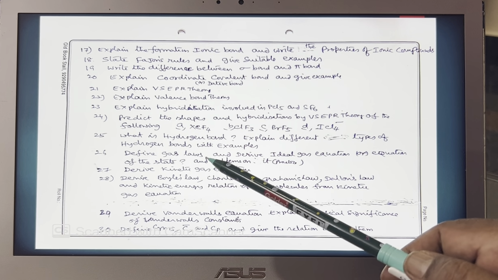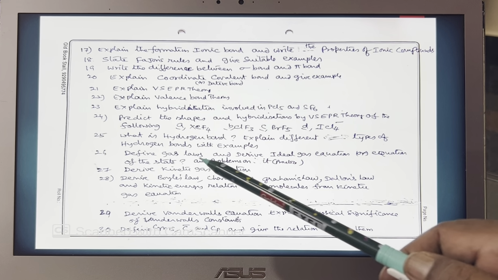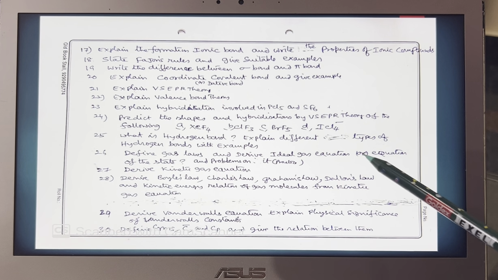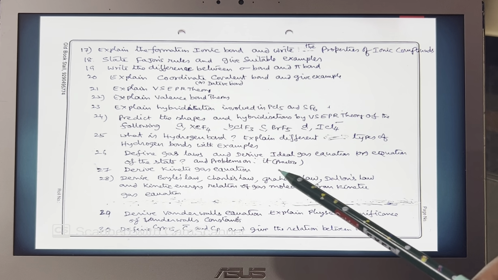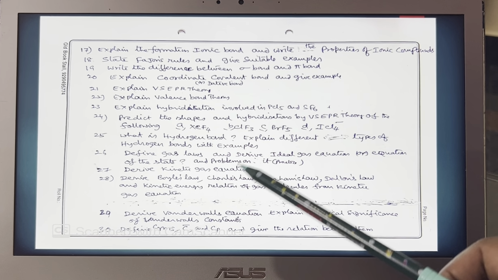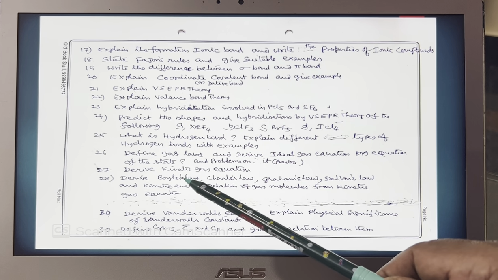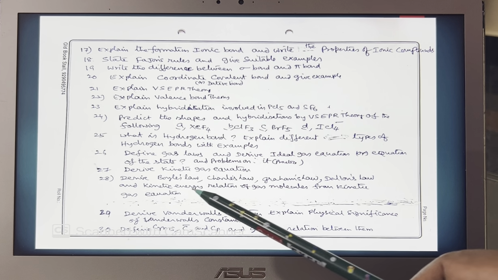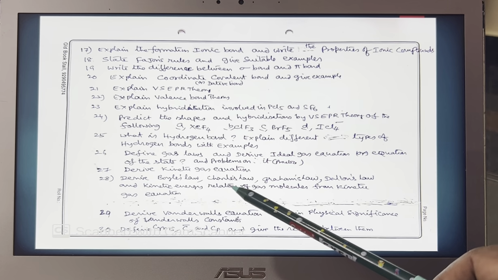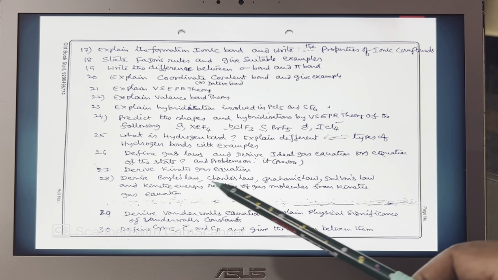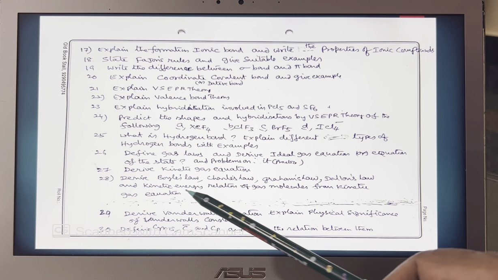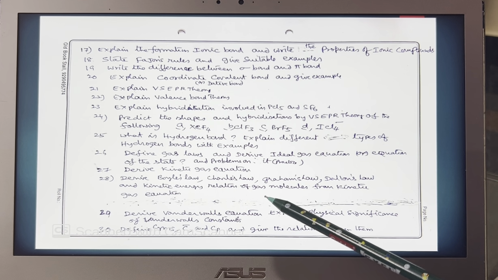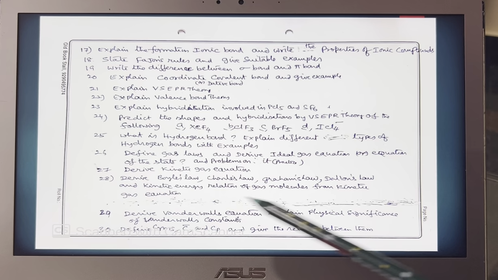Define gas laws. This is gaseous state. Define gas laws and derive ideal gas equation or equation of state. And you have to practice some problems on this ideal gas equation. Derive kinetic gas equation. Derive Boyle's law. This is very important. Derive Boyle's law, Charles' law, Graham's law, Dalton's law, and kinetic energy relation of gaseous molecules from kinetic gas equation.